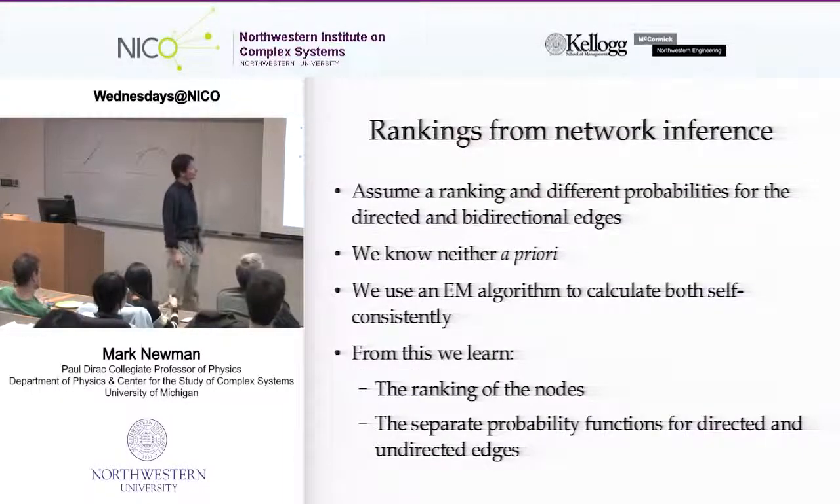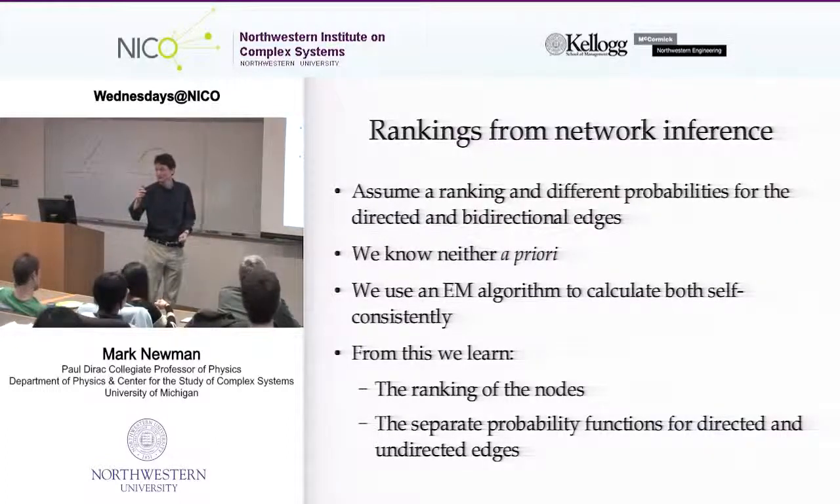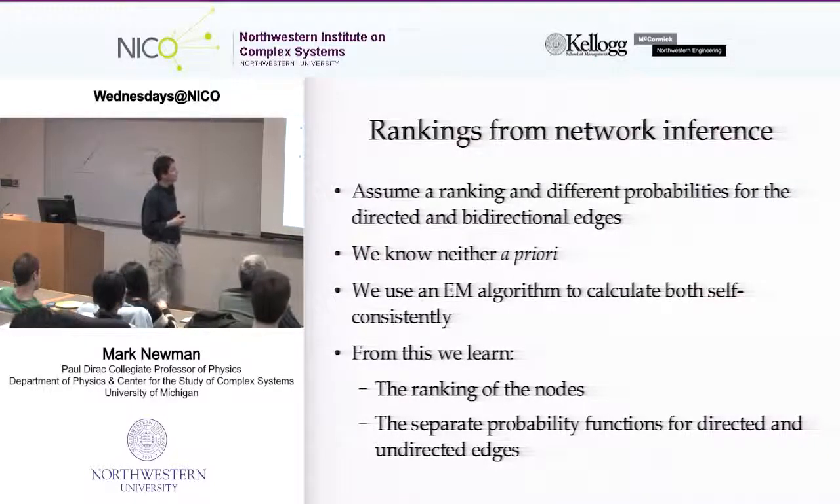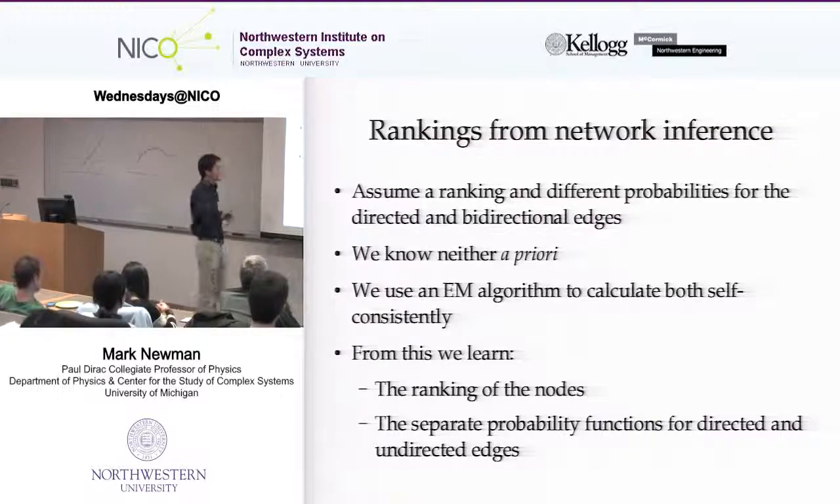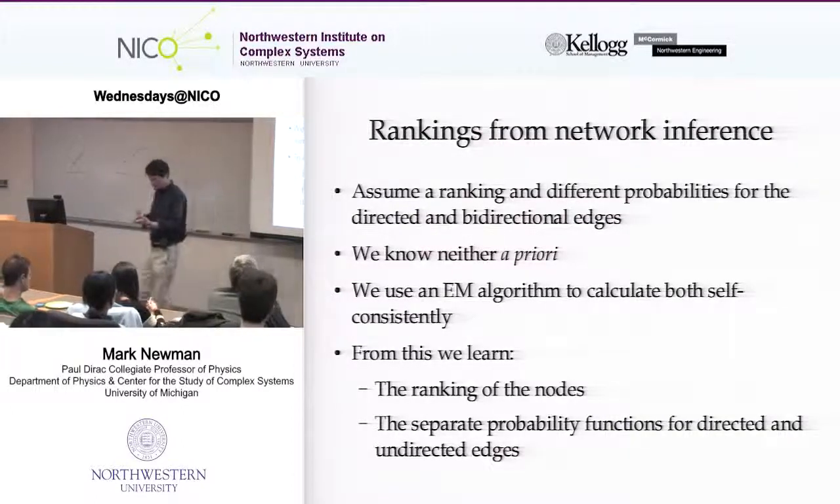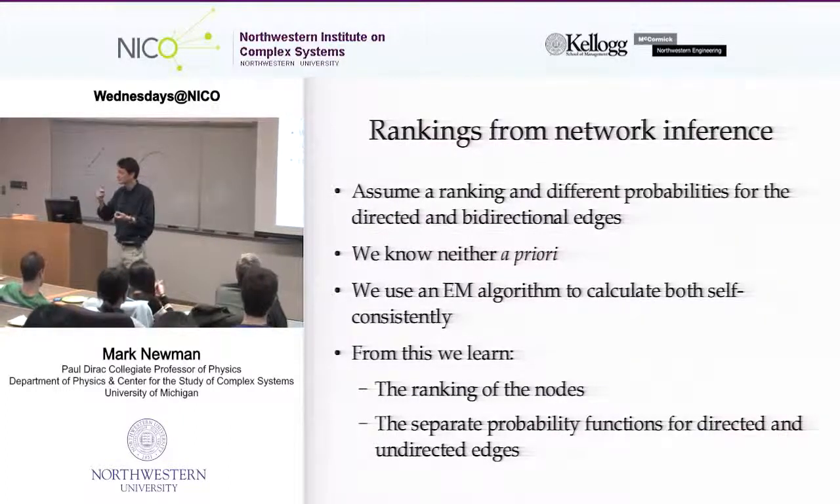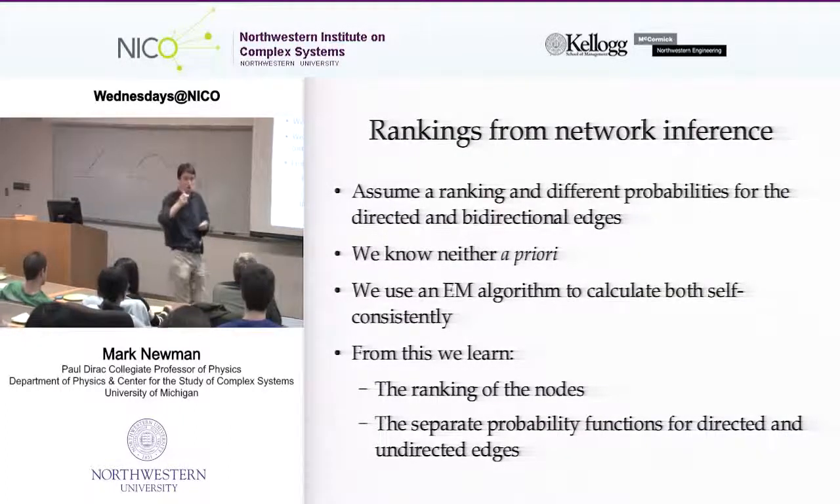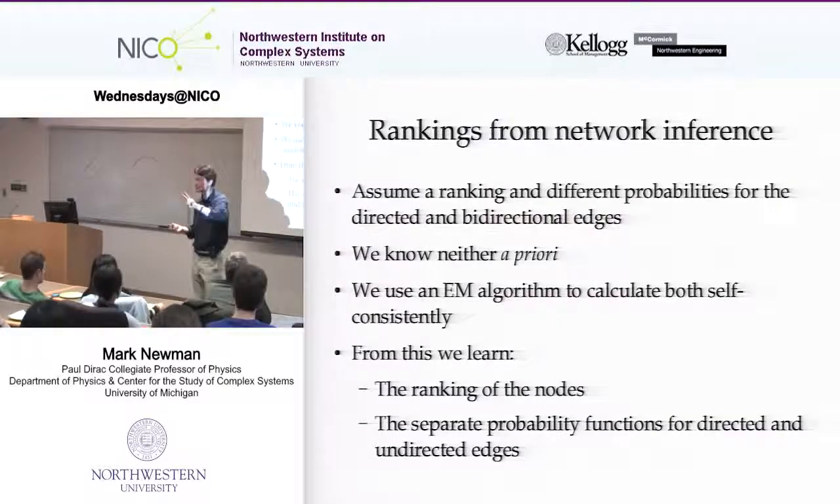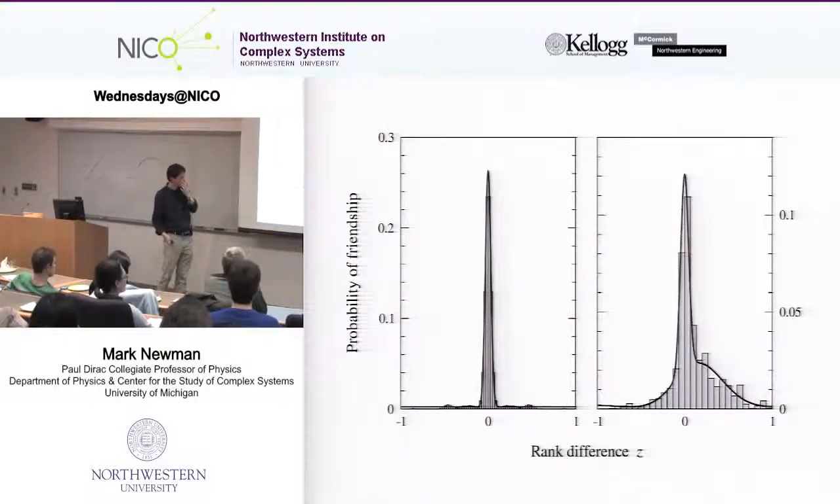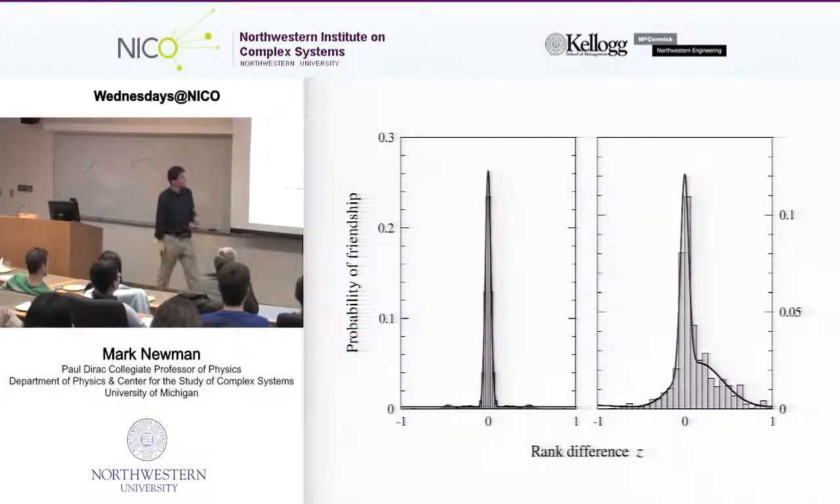So we took a more complicated model with two different sets of probabilities, one for a one-directional edge and one for a bidirectional edge. And then we fitted that. We used an expectation maximization algorithm, which separately learns what the ranking is and also what the probability function is, the probability of connection between two nodes. Technically there are now two probability functions, one for the one-directional edges and one for the two-directional edges. This is what our probability functions come out looking like.